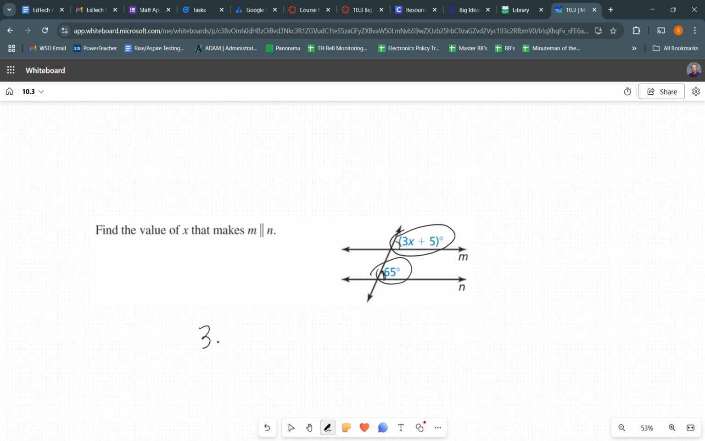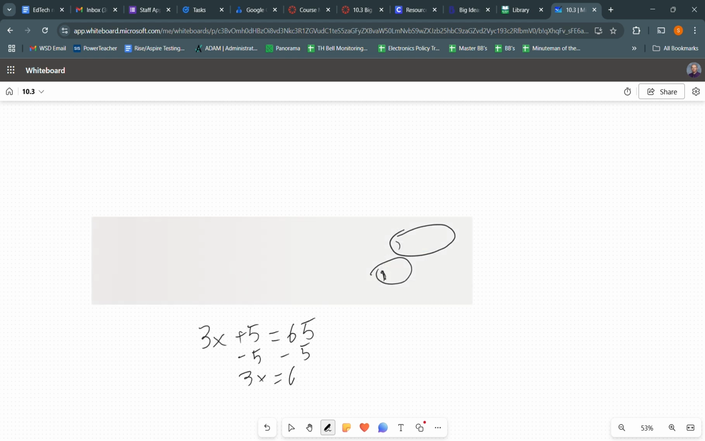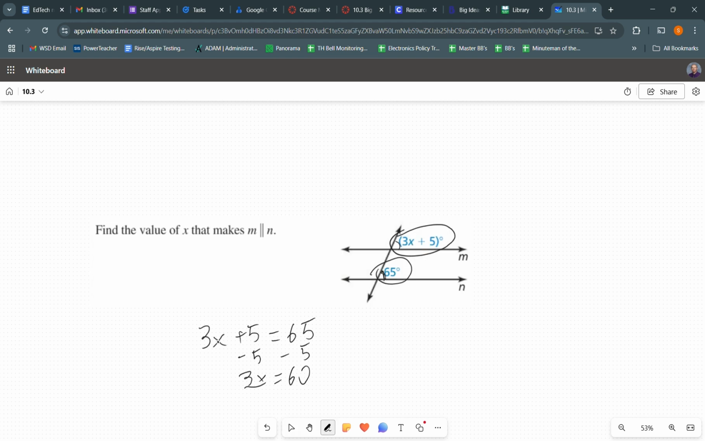So we can turn that into an equation, say 3x plus 5 equals 65. If we solve that, then we can figure out the value for x. So that gives us 3x equals 60. Finish this out by dividing by 3, and we end up with x equals 20. That is the value that makes both of these 65 degrees. And if they're congruent, then those two lines will end up being parallel.